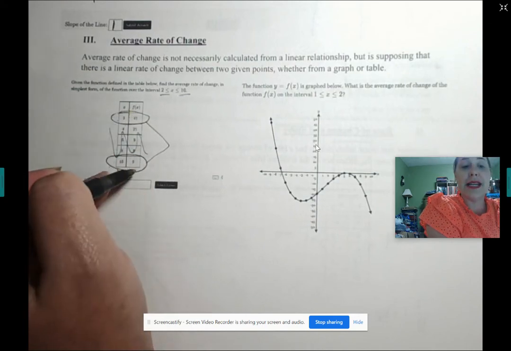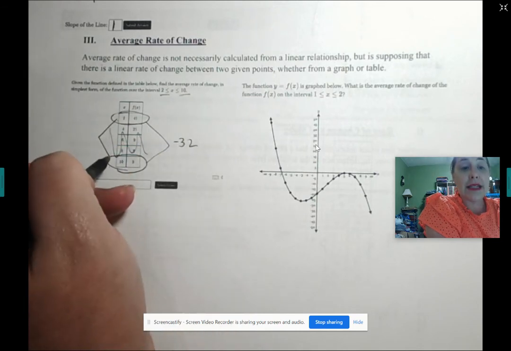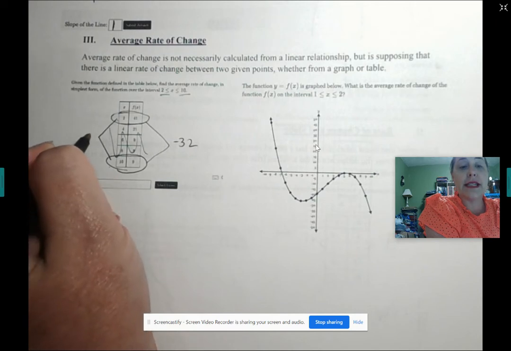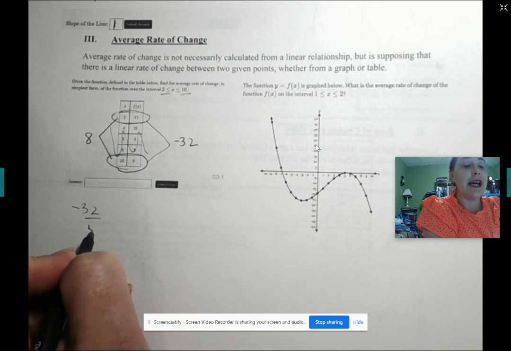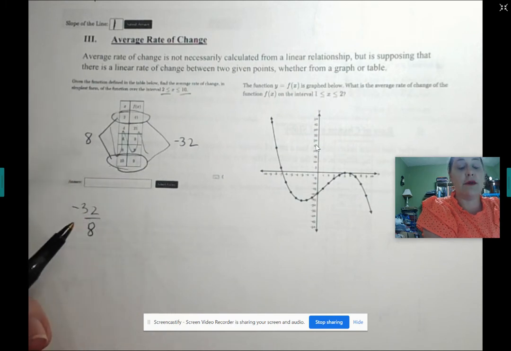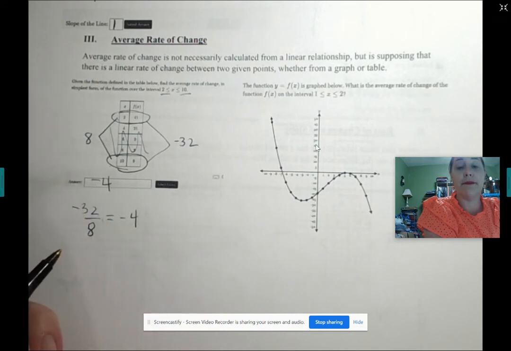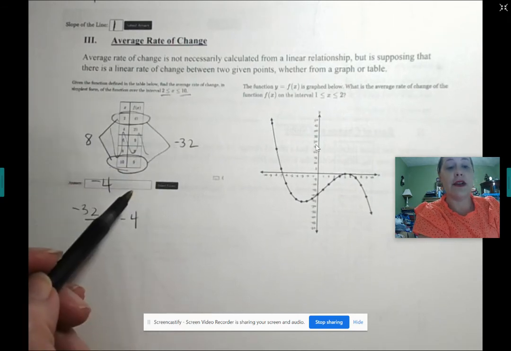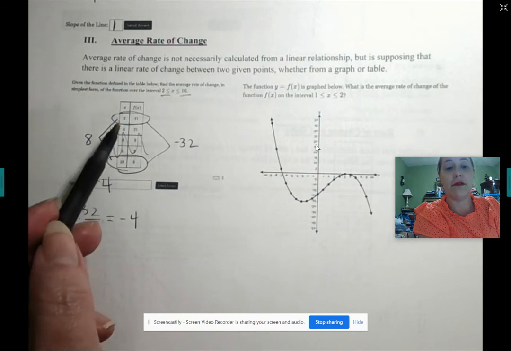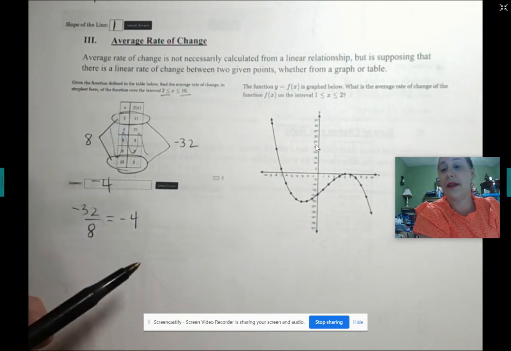I went from 41 to 9. That's a loss of 32. My x's got bigger from 2 to 10, a difference of 8. So the average rate of change, I'm not saying that the entire function has this rate of change, but from the starting point to the ending point, it had an average rate of change of negative 4. And that's all you're representing there. You're not saying that this is linear or that this is the slope of this relationship. You're saying that that's the rate of change between the beginning point and the ending point.